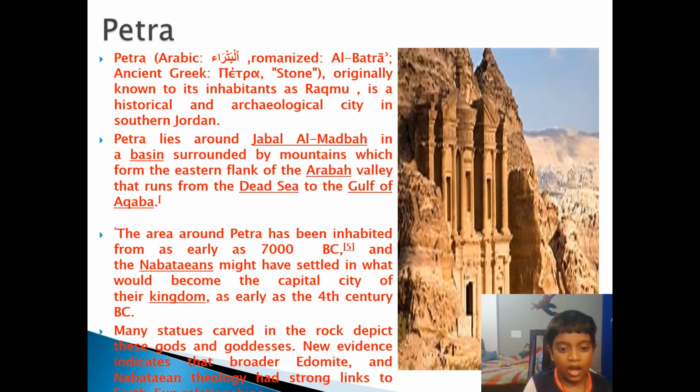The area around Petra has been inhabited from as early as 7000 BC and would become the capital city of their kingdom as early as the 4th century BC. Many statues carved in the rock depict these gods and goddesses. New evidence indicates that broader Edomite and Nabataean theology had strong links to an earth and sun relationship, friends.